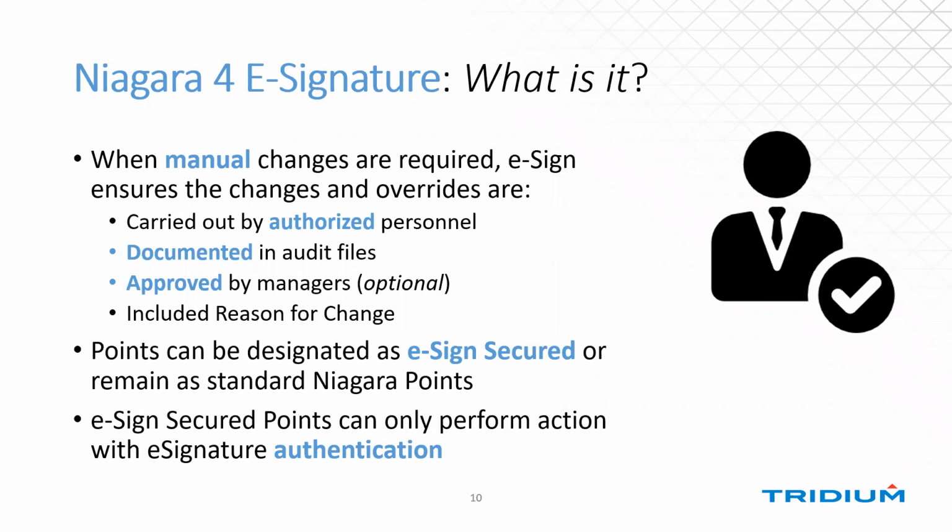So within Niagara, you can have points that are e-sign secured, so that every time you go to manipulate, you have to re-enter your username and password, sign the point, and it will create in that secure point history the reason for change, who did it, why, what the old and new values are, or you can leave points alone.